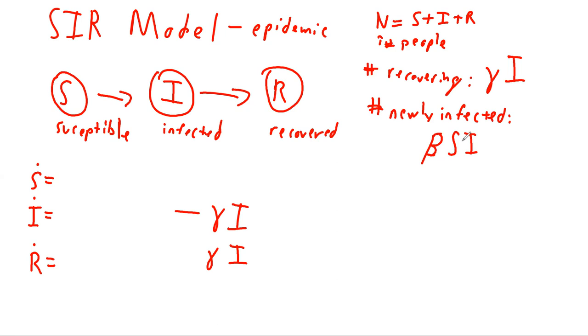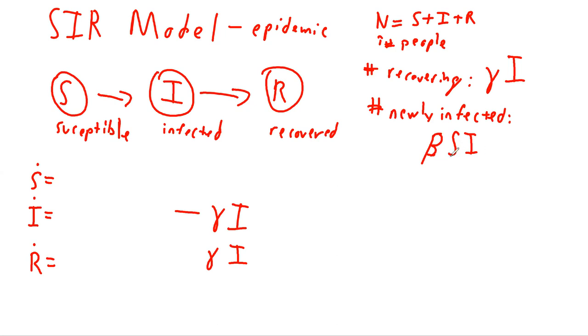Now, if you're keeping an eye on the dimensions here, these rates of change are all in people because we have S plus I plus R. These are just the number of people that change, leaving or entering. If this number is positive, people are joining the susceptible state. If this number is negative, people are leaving the susceptible state. Same with I and R. If this is positive, the infected group is getting larger. And if this is negative, then the infected population is getting smaller.